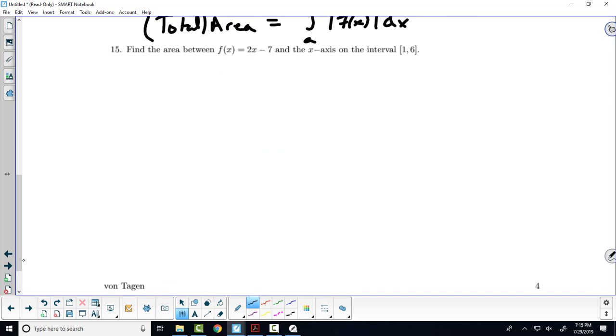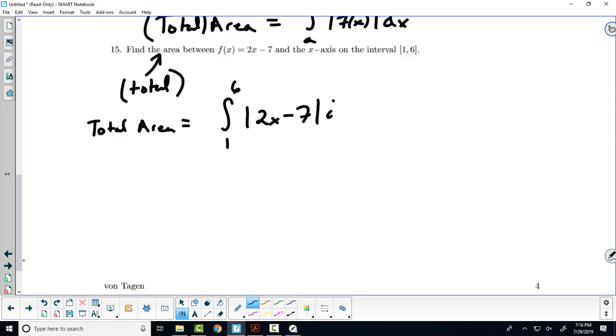So we're looking at our properties here. Let's find the total area. And again, when I ask this on a test, I will say total, because I don't want you to be confused. Because it's a word problem, I'll use the word total. If I just gave you a calculus question, you should know whether I'm talking about net area or total area. So the total area is equal to the integral from 1 to 6 of the absolute value of 2x minus 7 dx.